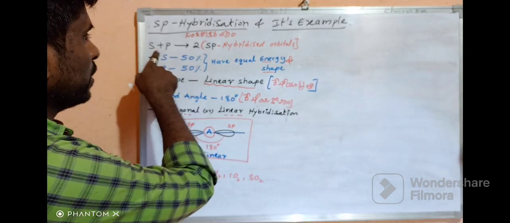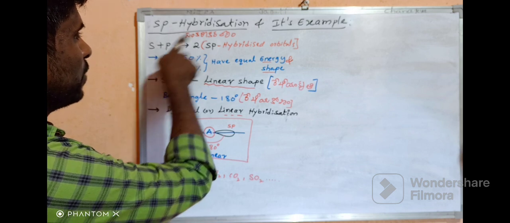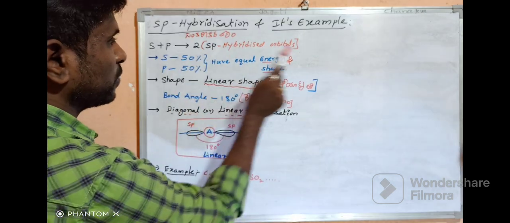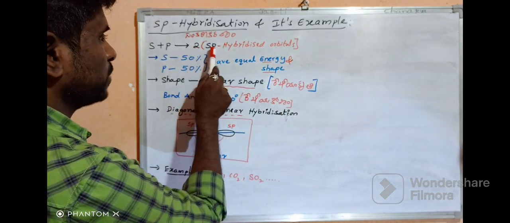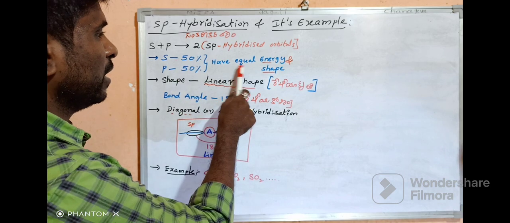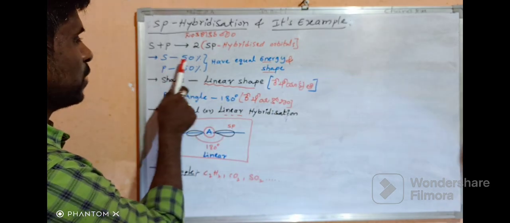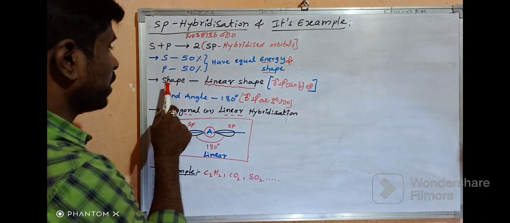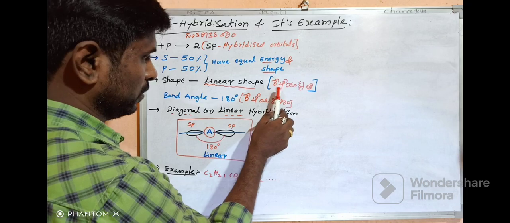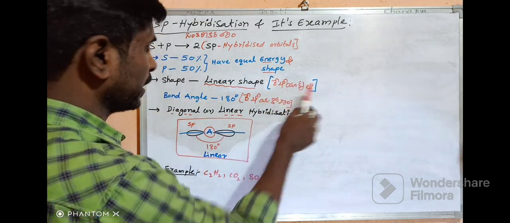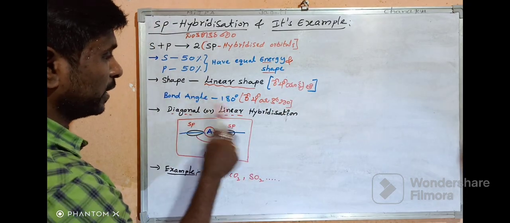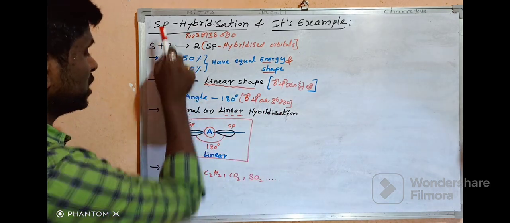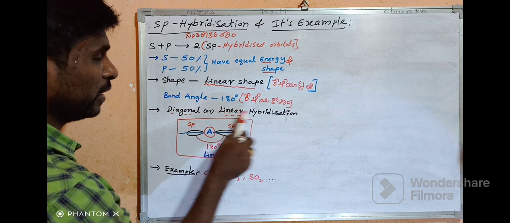sp hybridization is formed by one s orbital and one p orbital, so two sp hybrid orbitals are formed. These two sp hybrid orbitals have equal energy and equal shape. That means each has 50% s character and 50% p character. The shape of sp hybridization is linear, with a bond angle of 180 degrees. So sp hybridization is also called diagonal or linear hybridization.